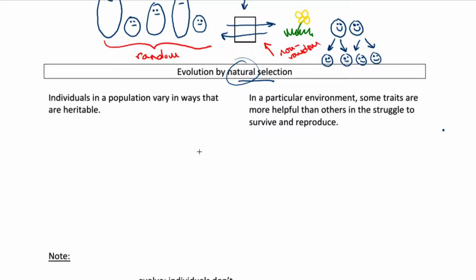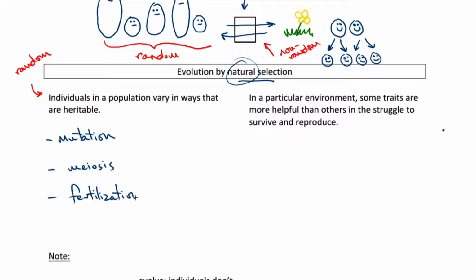So we can think of this in two different categories here. First, the individuals in a population vary in ways that are heritable, and that's the random part. And it's random as a result of random mutation, which generates new alleles. And in sexually reproducing species, additionally, there's meiosis, which shuffles those alleles by crossing over and independent assortment, and there's fertilization, which is bringing together the parental gametes in a way that's random.